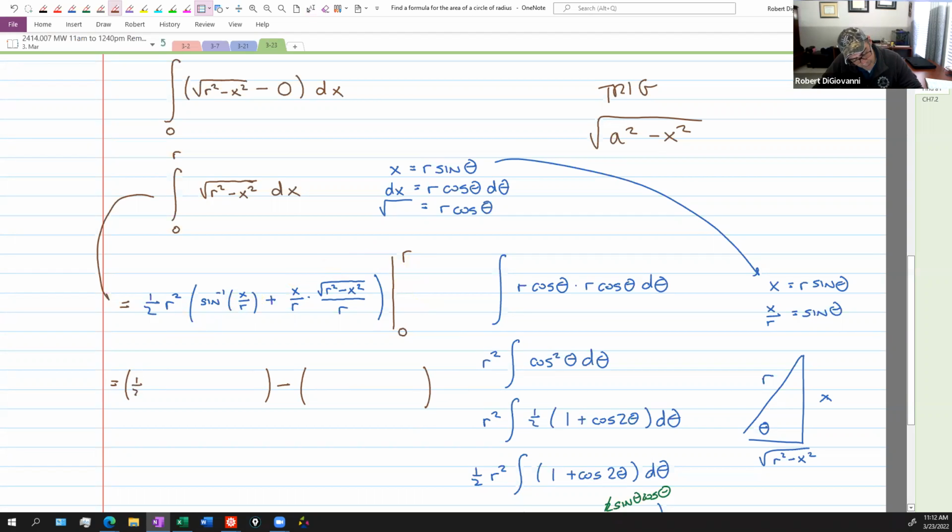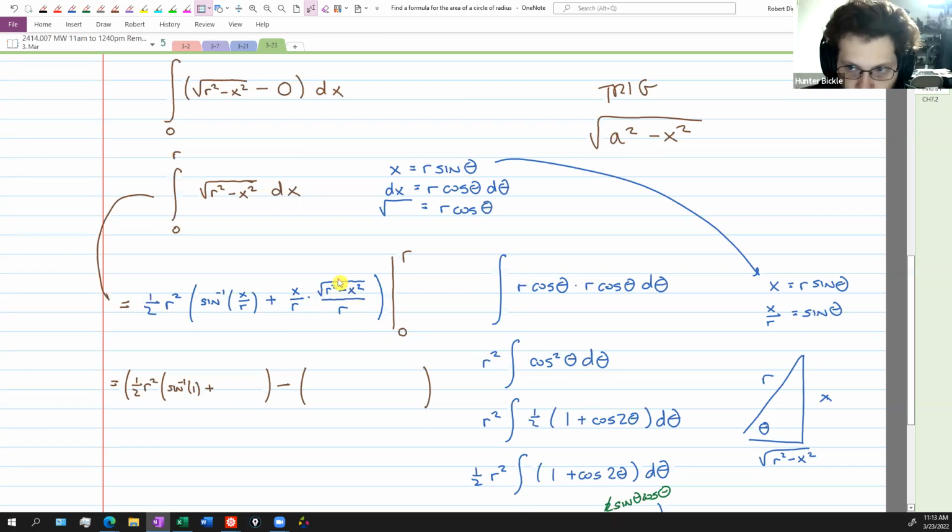We have 1/2 R squared. If I plug in R right here, R over R is 1. So I get inverse sine of 1 plus, okay, now check this out. If I plug in R to this x squared, it becomes R squared minus R squared, which is 0. And that kills everything off here, doesn't it? Because I have a 0 on top. And so it kills everything. I get 0 there.